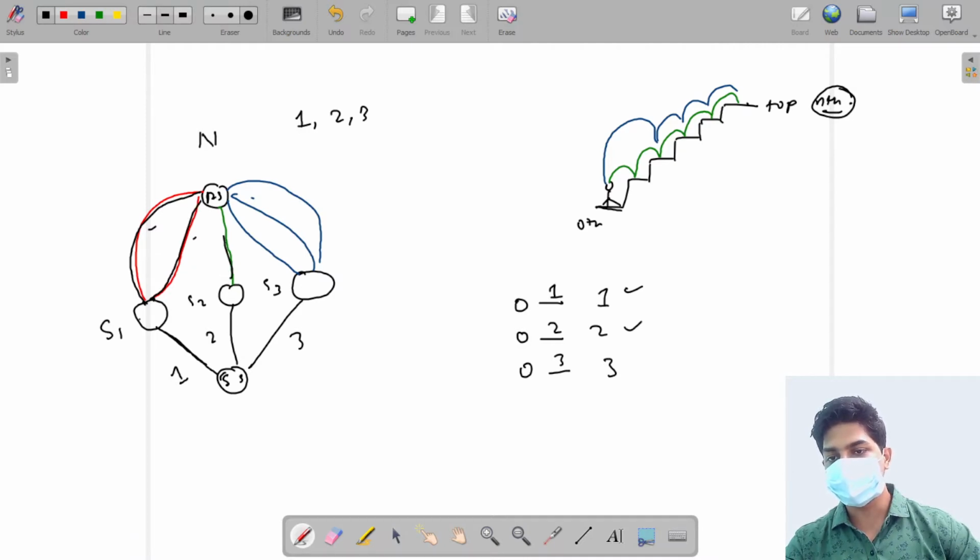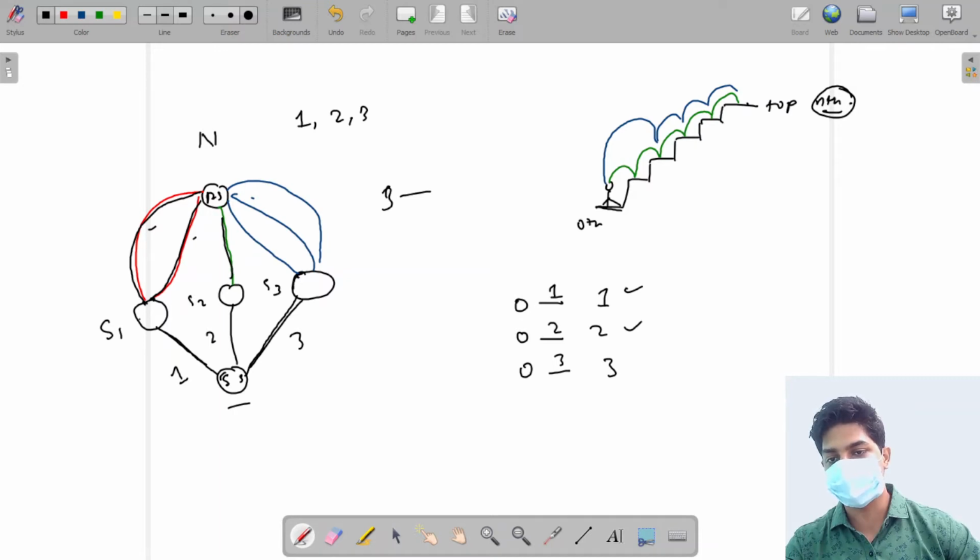Same in the case of substation 2. Same in the case of substation 3. Since substation 3 has three ways to reach the destination, I also have three ways. Why? I can go to substation 3, and I only know this much. The later part, substation 3 will take me to the destination. I will go to substation 3 by taking a jump of 3 units.